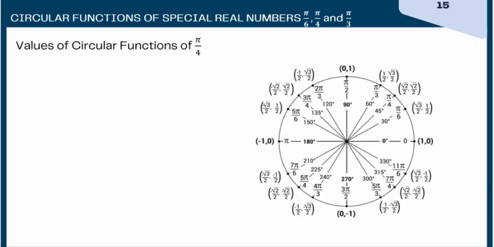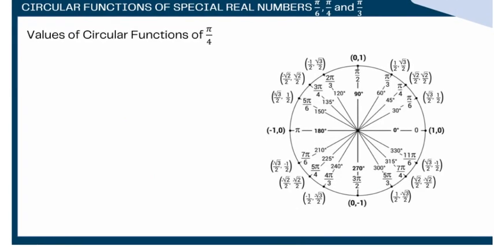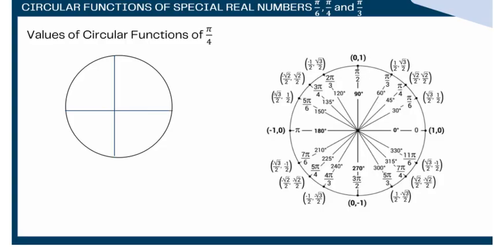And then also, we also have the values of circular functions of pi over 4. Same case, we are going to subdivide our circle into 4 equal parts. So if you do that, this is how it looks like. So that is going to be subdivided into 4 equal parts, meaning that is the figure that we are going to create. So pi over 4 is here.